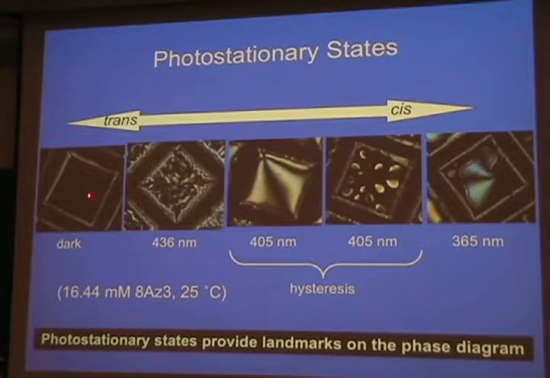What's interesting here is that the way the system looks when illuminated with 405 nanometer light depends on what the previous wavelength was. If the previous wavelength was higher, then we see uniform tilt. If the previous wavelength was lower, then we see phase coexistence. And this is the kind of hysteresis that you typically see in a first order phase transition. And so it is reversible, but with hysteresis.